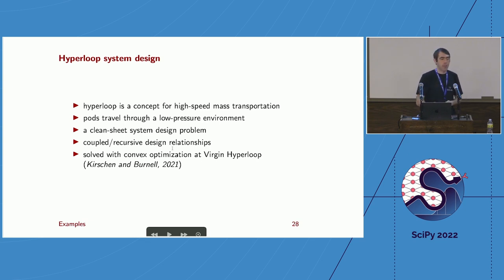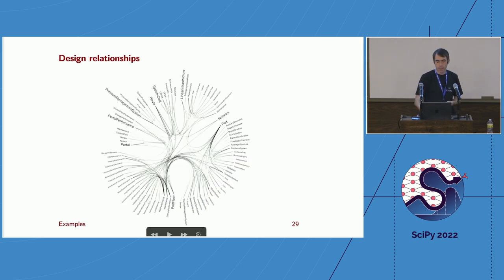And it's a very complex design problem, because all these different components are connected, and your choices for how big the pod is going to be is going to have many ripple effects for the rest of the design. And so ideally, you would consider everything together. And here's a visualization of the design relationships, the connections between the components. So it was organized hierarchically when they did this.